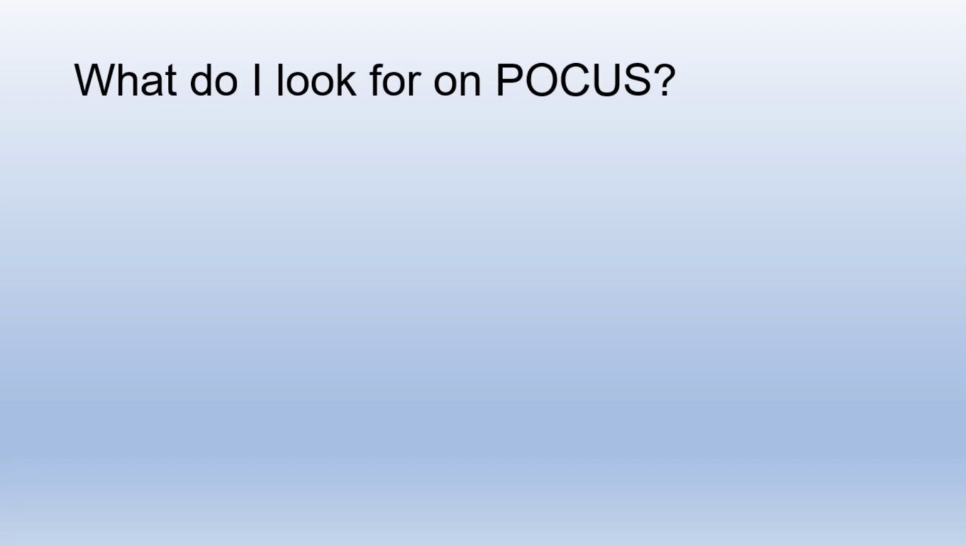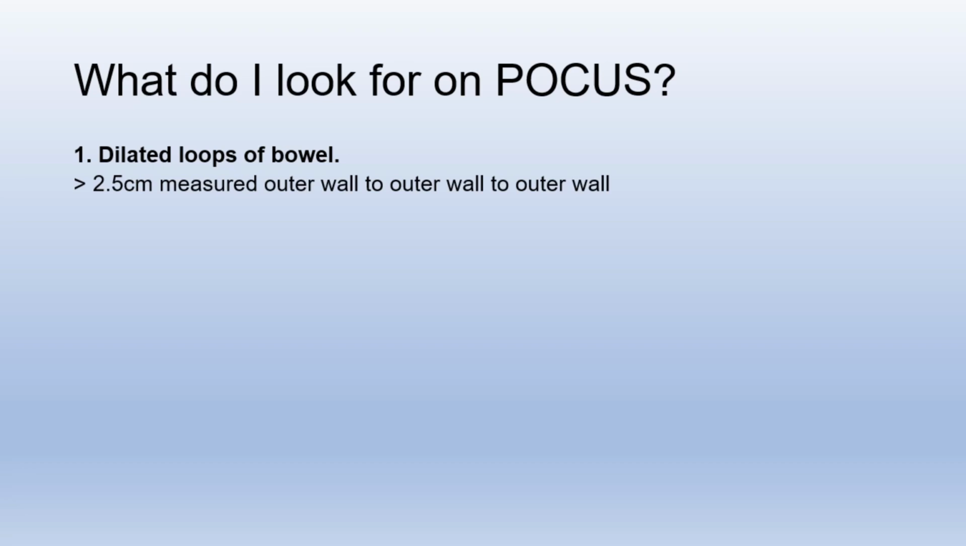So I'd like to just end by reviewing the sonographic features of SBO on POCUS. So what do you specifically look for when you're in the exam room with the patient? And first of all, you're looking for dilated loops of bowel. This is the hallmark finding of SBO. And conventional wisdom says it's greater than 2.5 centimeters, measured from outer wall to outer wall in the AP diameter. And it's discontinuous, so you have to do a complete exam looking through the entire abdomen before you can say it's not there.